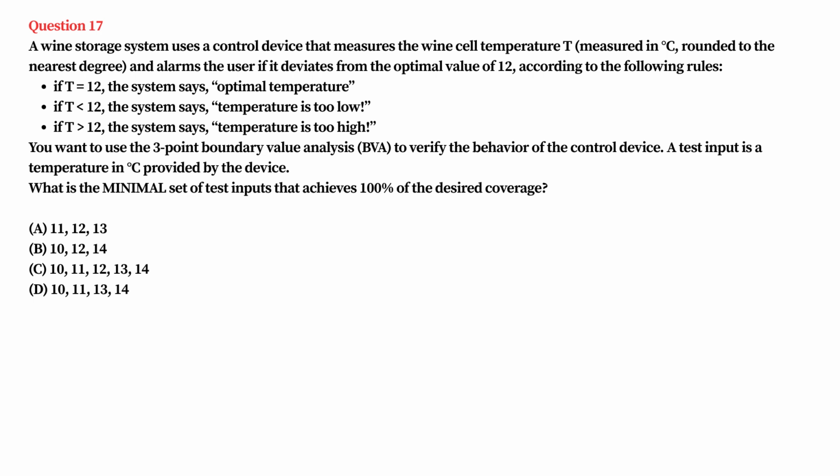There are three equivalence partitions: 10, 11, 12, and 13, 14. The boundary values are 11, 12, and 13. In the three-point boundary value analysis for each boundary, we need to test the boundary and both its neighbors. So, for 11 we test 10, 11, 12, for 12 we test 11, 12, 13, for 13 we test 12, 13, 14. Altogether we need to test 10, 11, 12, 13, and 14.